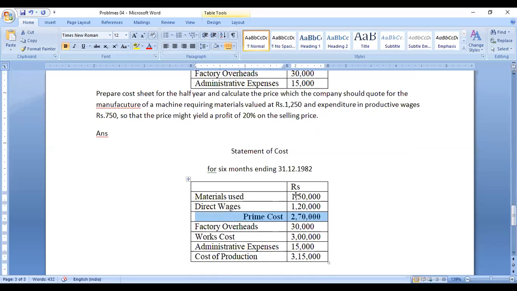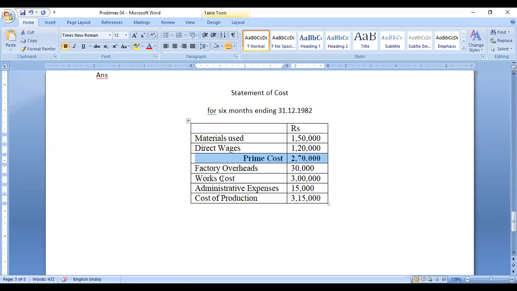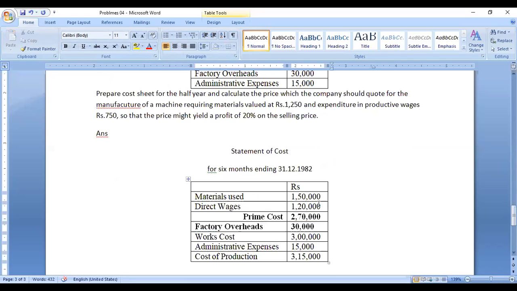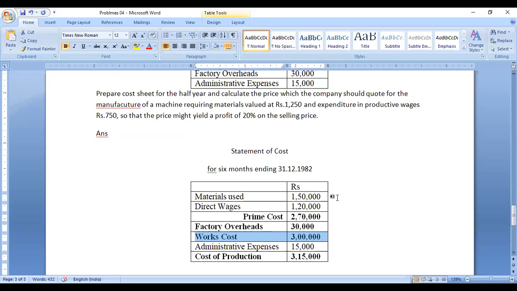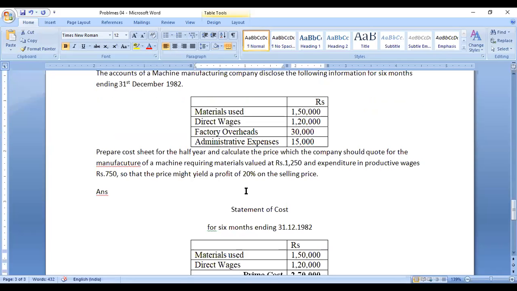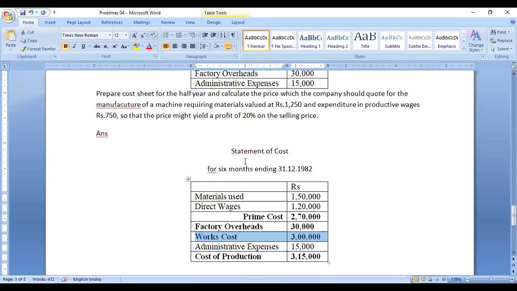Factory overheads, it is given 30,000. If you add this factory overheads, that amount you can get is the work cost, 3 lakhs. Administrative, it is a cost of production. So up to cost of production, it is calculated. Okay, right. So from this information, sales or profit, nothing is given. We have prepared a cost sheet only. Cost of production வரைக்கும் calculate பண்ணா it is quite enough. Now we can move on to the statement showing price quoted for a machine.